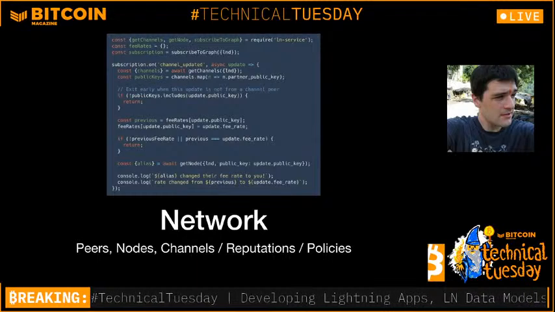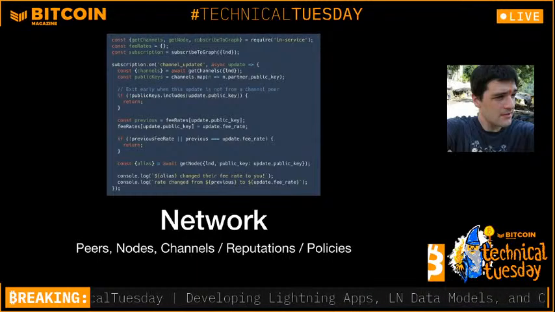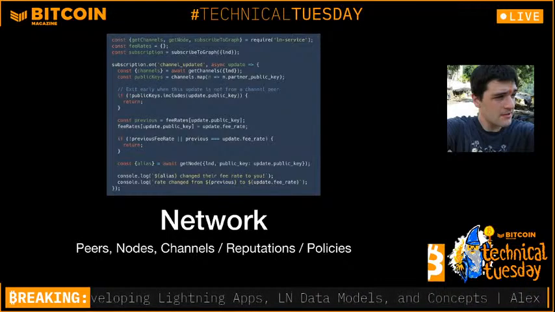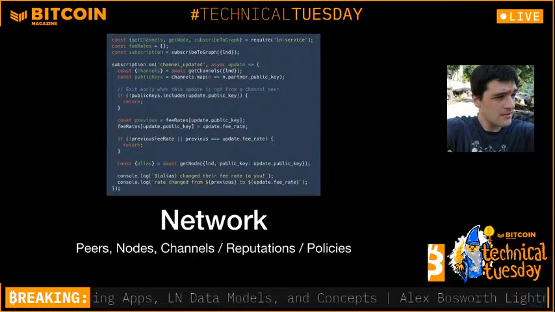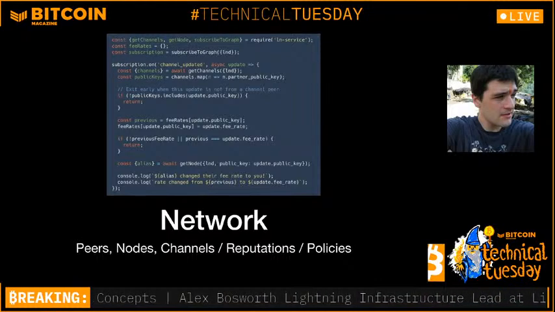And every time a channel is updated, I get my current set of channels from LND, and I take a look at those channels and I pull out all the public keys from the channels. Who's involved in all my channels? What public keys? And then I look at the update that just came.